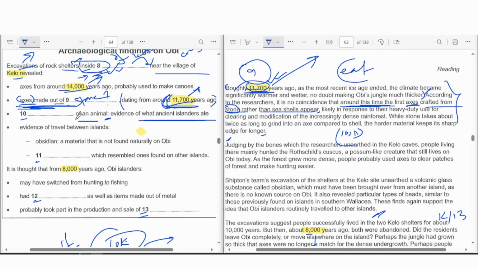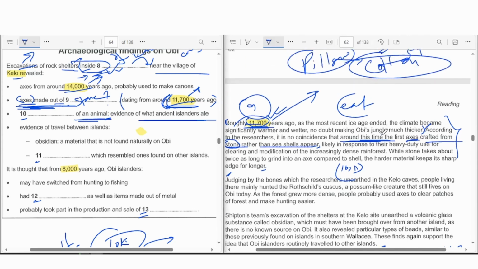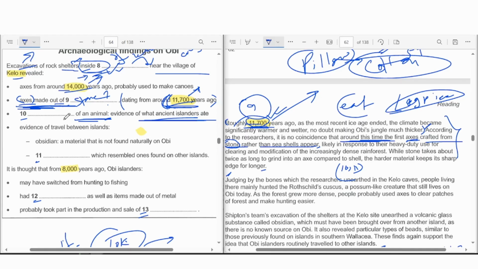So they used to eat something of an animal, right? For say you are eating the leg piece of the chicken, right? Maybe you all like it. So the ancient islander, they used to eat something of the animal. Means you are looking for body parts of an animal. Telling you again, it's very important. Before you find out, you need to understand what you are looking for, what they want you to find out.